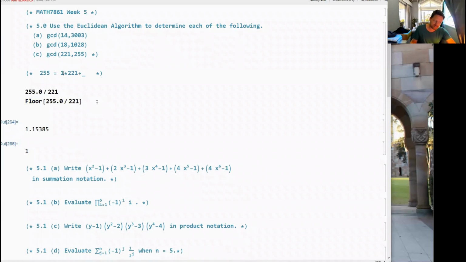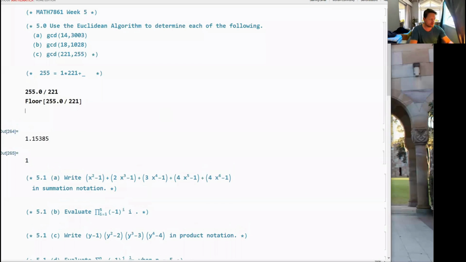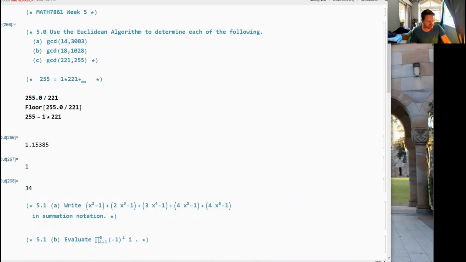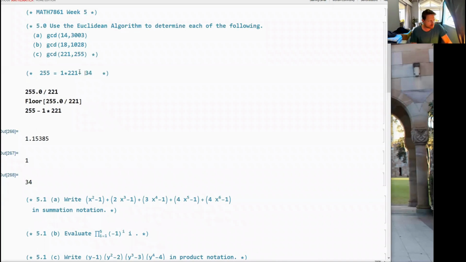Next we need the remainder. That's easy because all we have to do is some algebra, and that's 255 minus 1 times 221, and this is our remainder. So now we see this is 34, and we can just fill this in. I'll leave some space so it's easy to look at. Any questions on that? That's pretty basic. That's just using the quotient remainder theorem on two numbers.